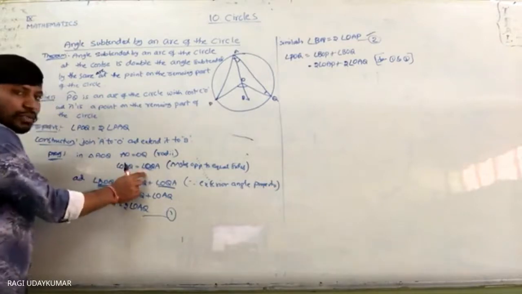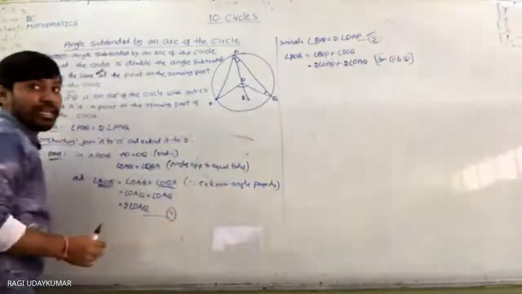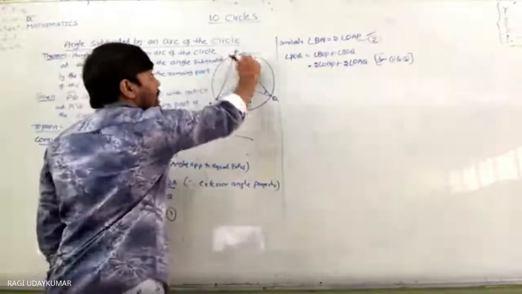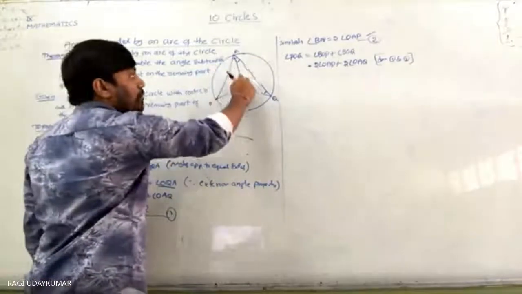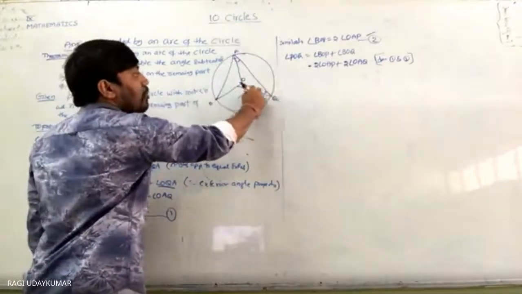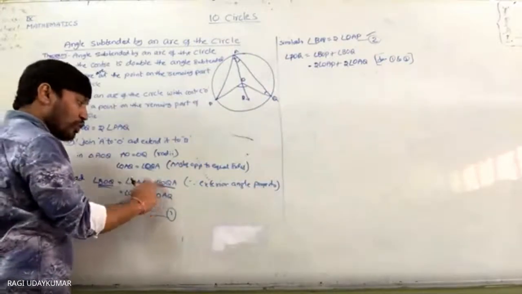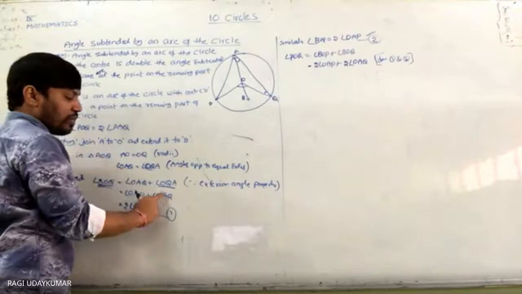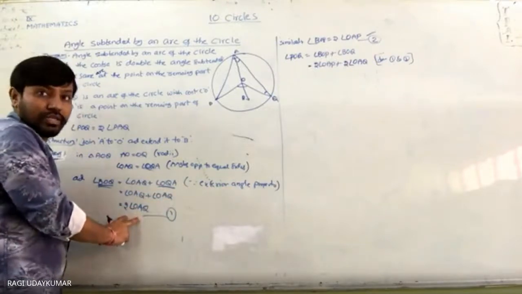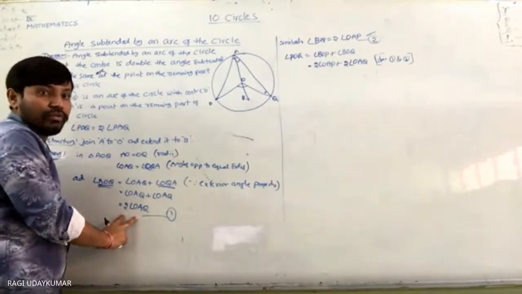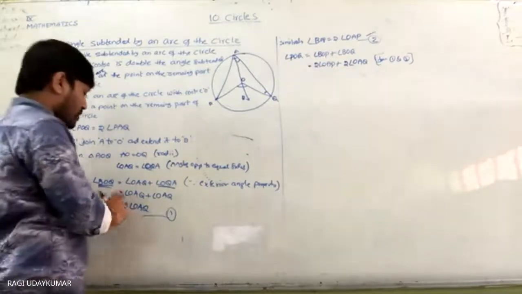You keep this aside. Now here let us take BOQ into consideration. This is the exterior angle in the triangle OAQ. Exterior angle is equal to the sum of the interior opposite angles OAQ and OQA. It is the sum of both. And OQA is equal to OAQ. So in place of OQA I wrote OAQ. So double of OAQ you got. 2 times OAQ. So BOQ is equal to 2 times OAQ. So keep this aside.